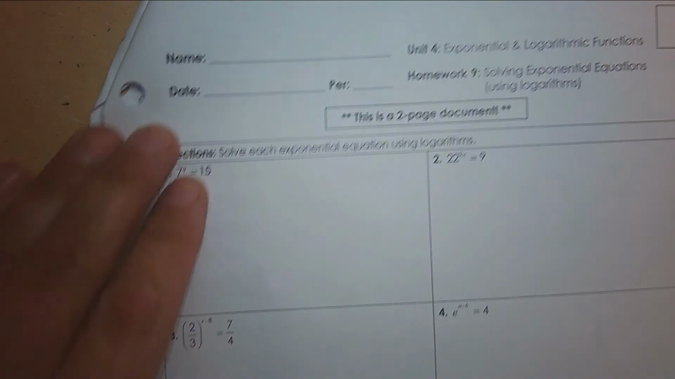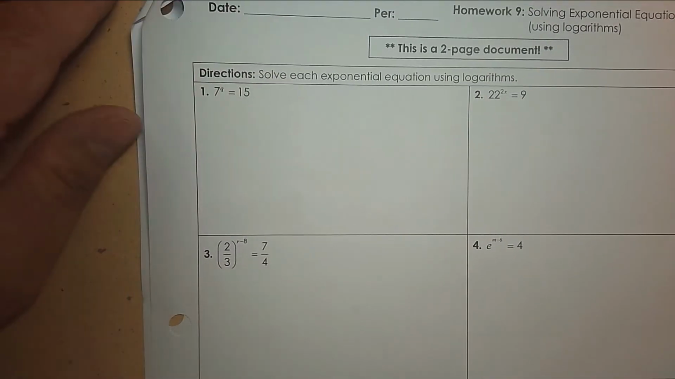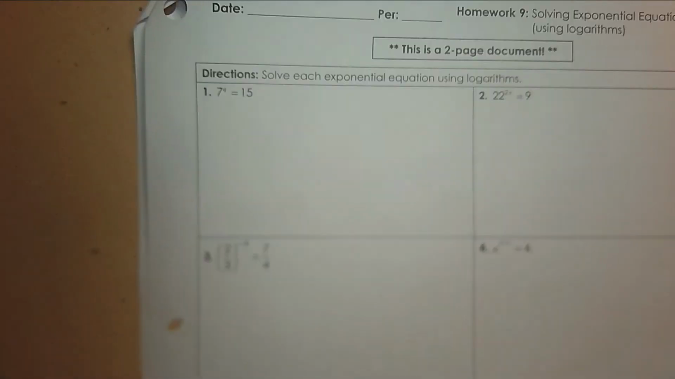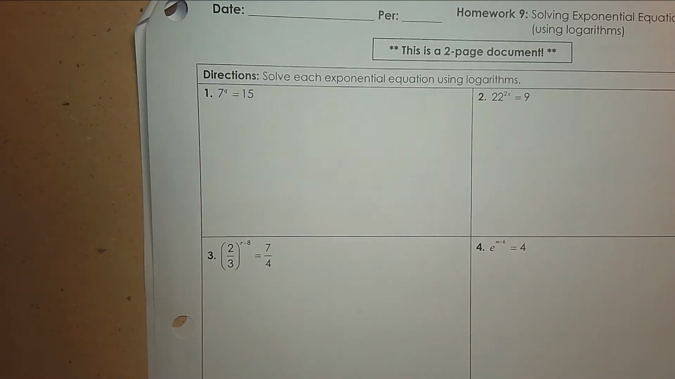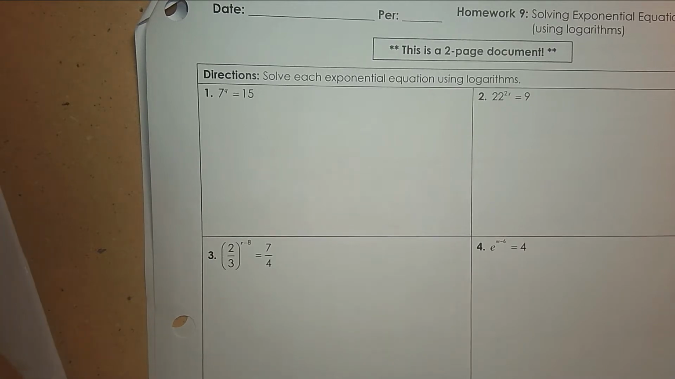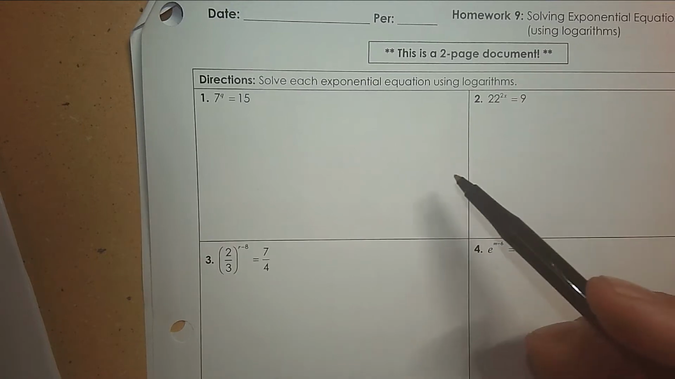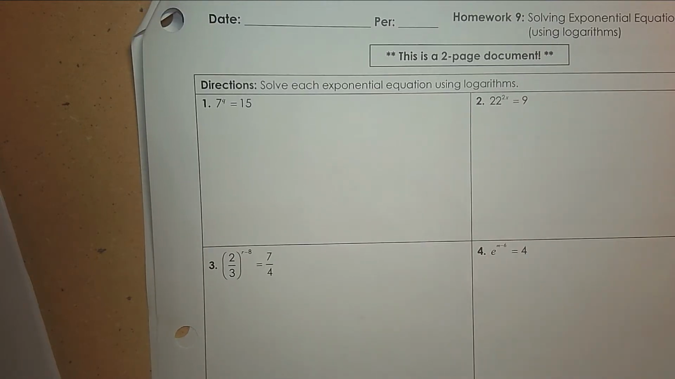Here it is. All right, so here's the homework for solving exponential equations where you can't get common bases. So step one is you can't get common bases. So now what do I do when I can't do that? I need to write it as a logarithm.